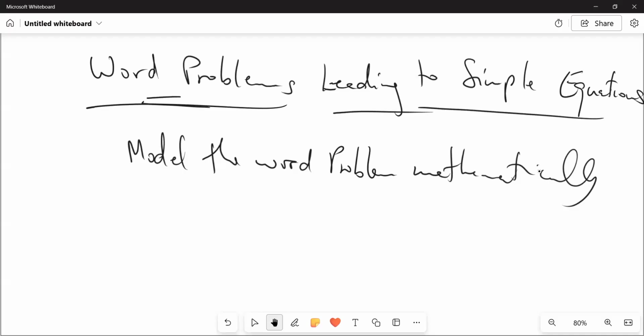So that's your problem. You want to try to model the word problem, in the context of simple equations, if it can be modeled using a simple equation.